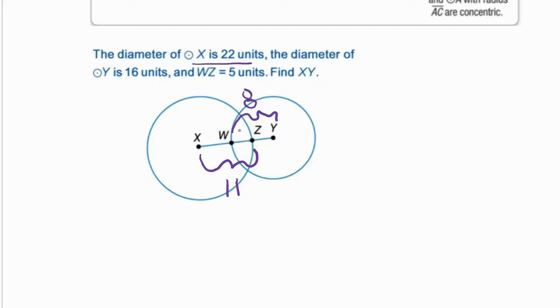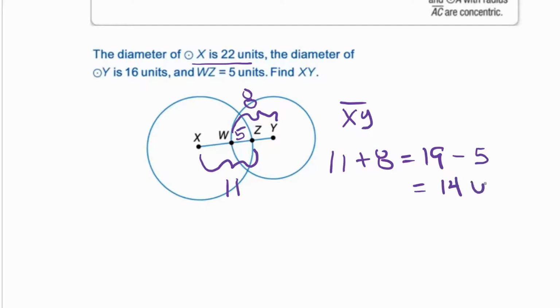They also give us that the length of WZ is 5. And I want to find the whole entire length XY. So this is what I want to find. If I add 11 plus 8, which gives me 19, I have counted WZ twice, once in the 11 and once in the 8. So I would have to subtract it, which would give me 14 units.